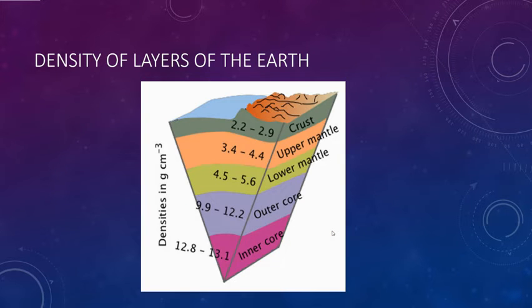So the reason the different layers are layered this way is basically because of their density. The inner core is the most dense, the outer core less dense, and so on up until the crust, which is the least dense of these layers. And this was, again, part of the issue with Alfred Wegener's theory. The density of the continents is less than the density of the ocean floor. So how could they have moved? It didn't work.